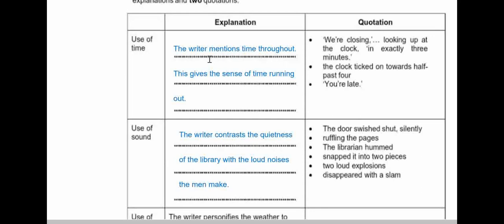So this one, the writer mentions time throughout. This gives a sense of time running out. And this one is the writer contrasts the quietness of the library, where the librarian hummed and the door shut silently, turning the pages, with the loud noises the man made. So we can see this one is snapped it into two pieces, two loud explosions, disappeared with a slam.